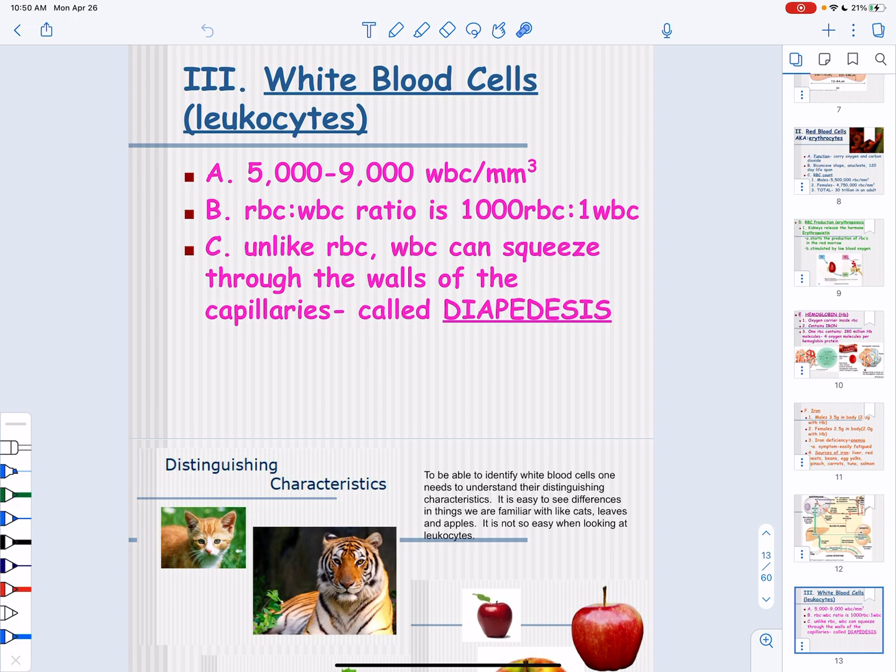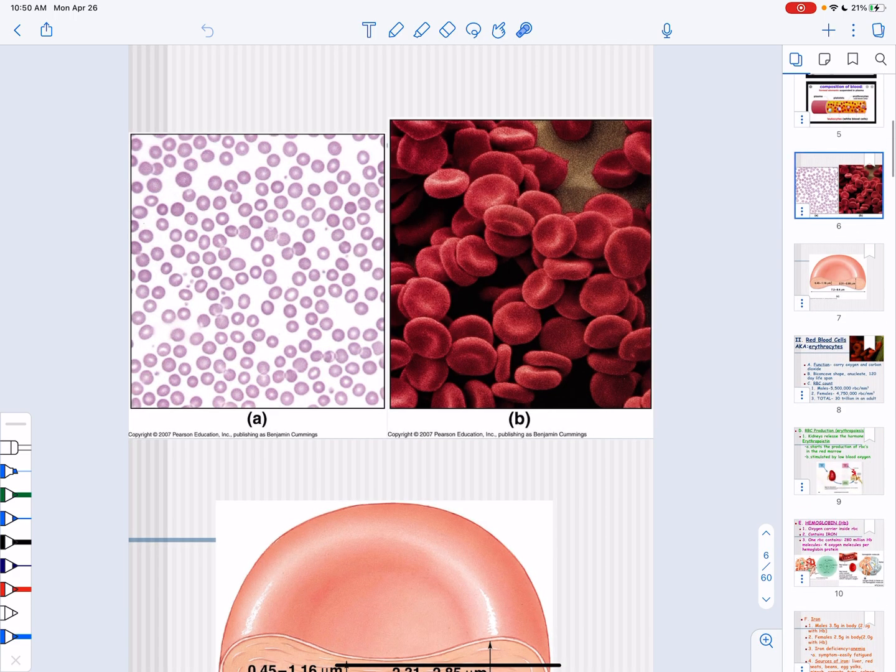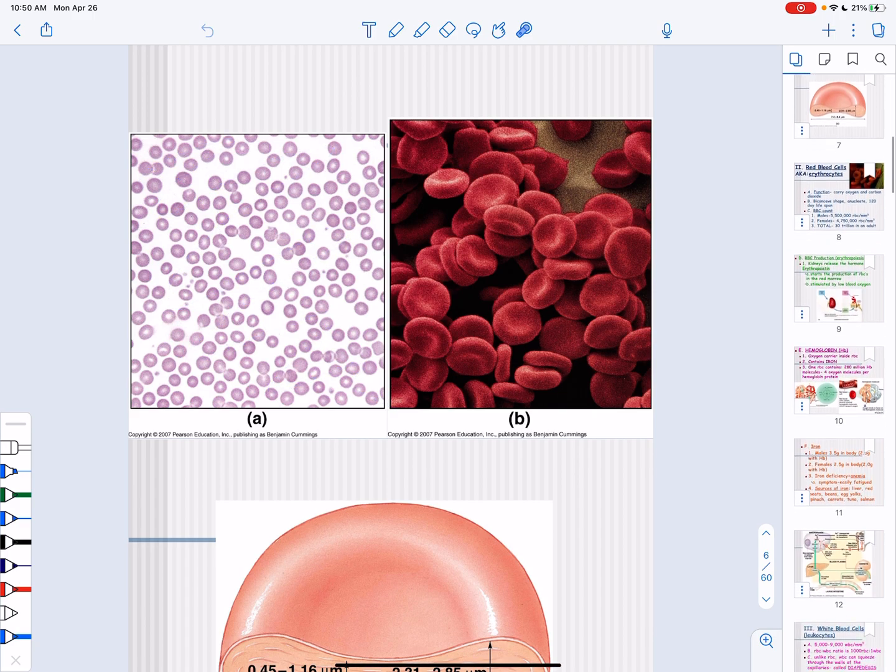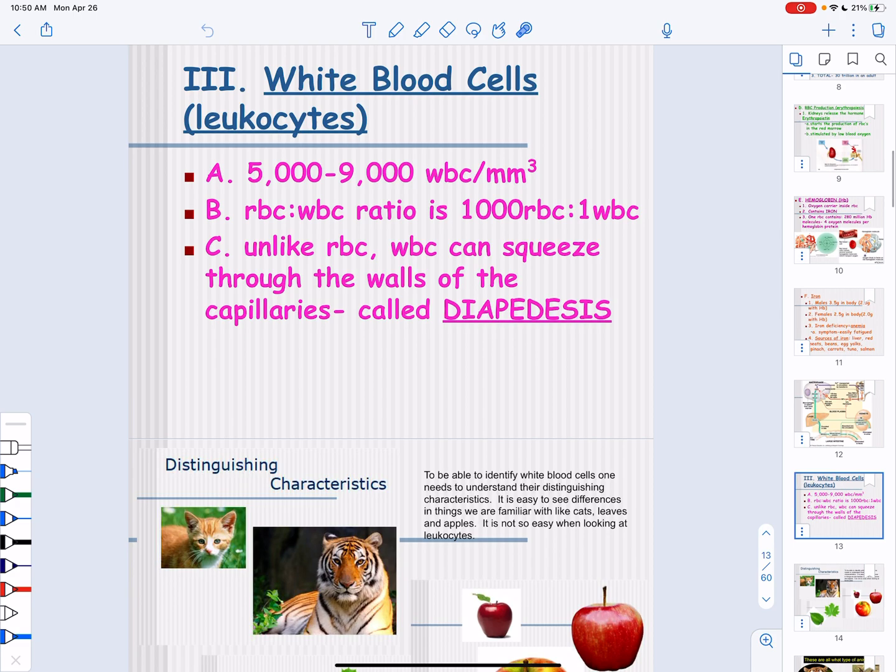So the ratio for white blood cells to red blood cells is 1,000 to 1. So for every 1,000 red blood cells you have, you're going to have one white blood cell, okay? So the white blood cells are way less in number. You have between 5,000 to 9,000 white blood cells in that same cubic millimeter, okay?